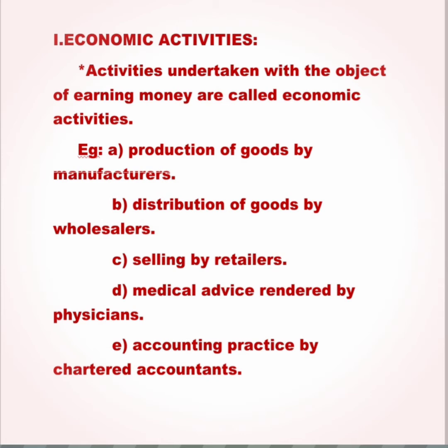Second one, distribution of goods by wholesalers. Wholesalers, what they do is they purchase from the producers. In turn, they will sell it to the retailers. While selling it to the retailers, they earn money. Then the third person is retailers. Retailers, what they do is they will sell it to the consumers. So listen, students, all the three are doing an action by way of selling in order to earn money.